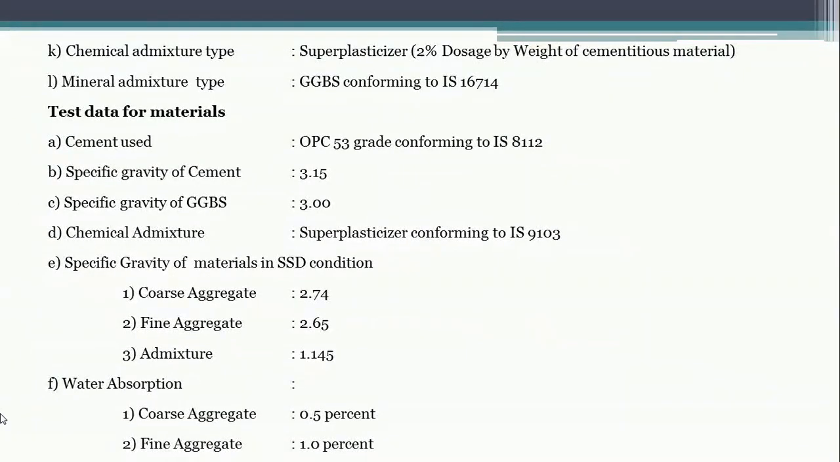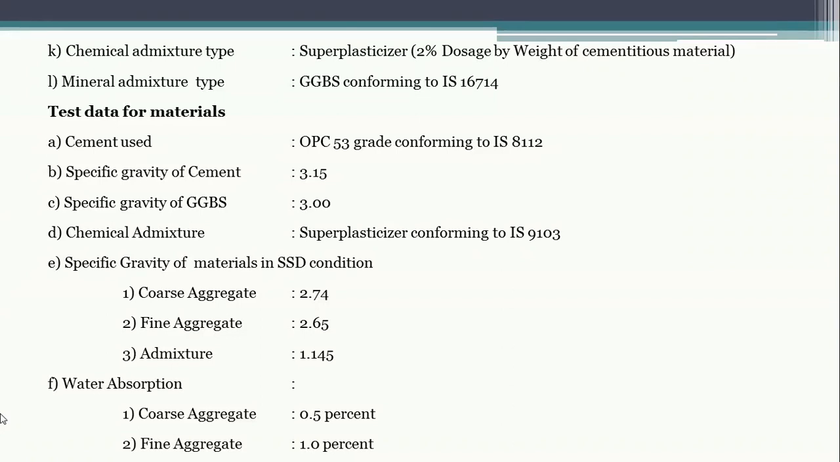Next, chemical admixture, super plasticizer. They have used super plasticizer, and the dosage is given in the problem only. That is 2% by weight of the cementitious material. Then mineral admixture type. Here we have used both chemical as well as mineral admixture. In the first we didn't use mineral admixture. In this problem we are using mineral admixture, that is GGBS, ground granulated blast furnace slag, conforming to IS standards. So these are all the data, that is proportioning details.